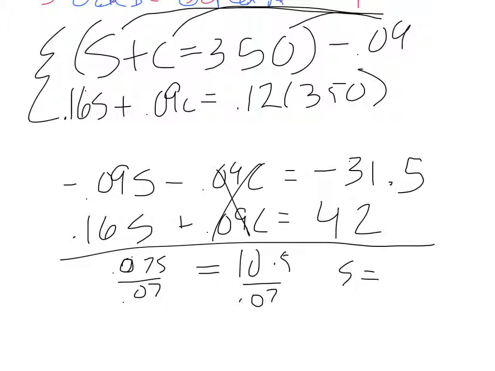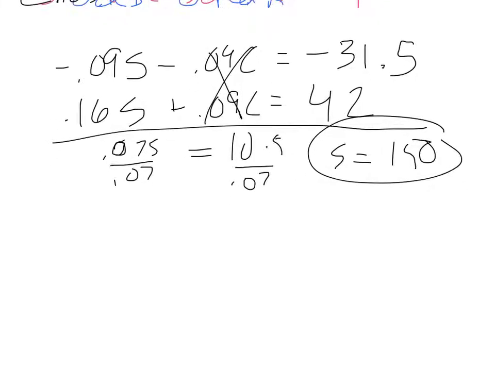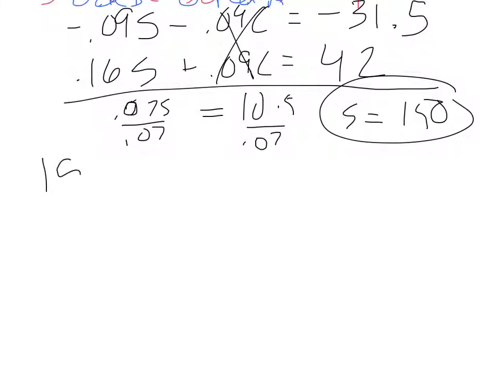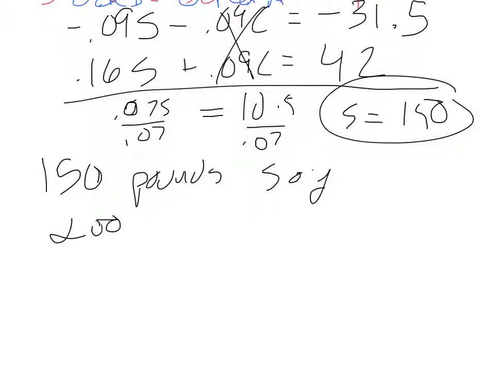So S is 150. So we want 150 pounds of soybean meal. So 150 pounds. Not much. How you doing? So there's 150 pounds of soybean meal, and if there's 350 total pounds and there's 150 of soy, that means there's 200 pounds of cornmeal. Okay, so that's that one.